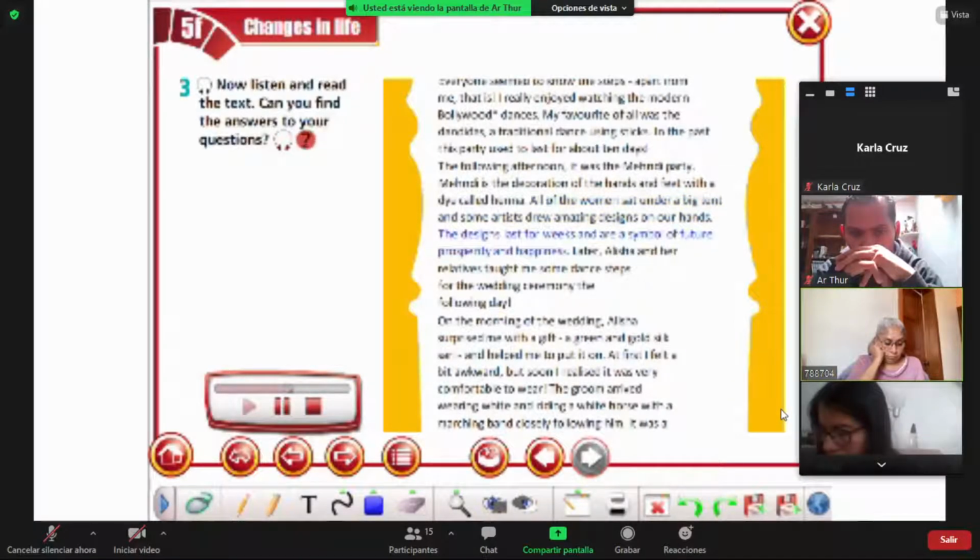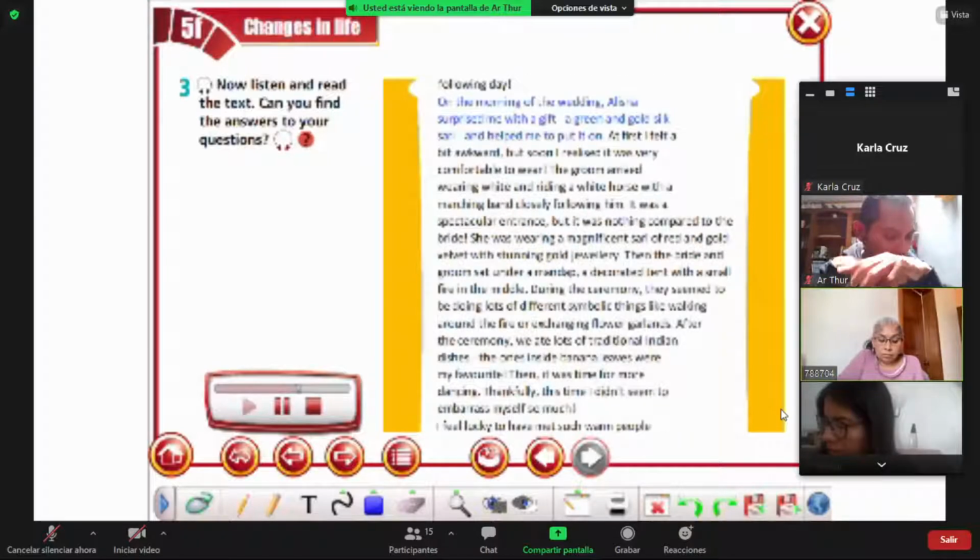The designs last for weeks and are a symbol of future prosperity and happiness. Later, Alicia and her relatives taught me some dance steps for the wedding ceremony the following day. On the morning of the wedding, Alicia surprised me with a gift, a green and gold silk sari, and helped me to put it on. At first I felt a bit awkward, but soon I realised it was very comfortable to wear.